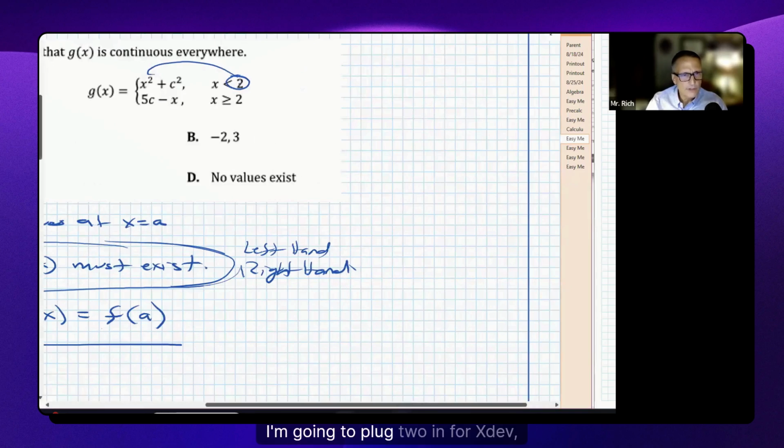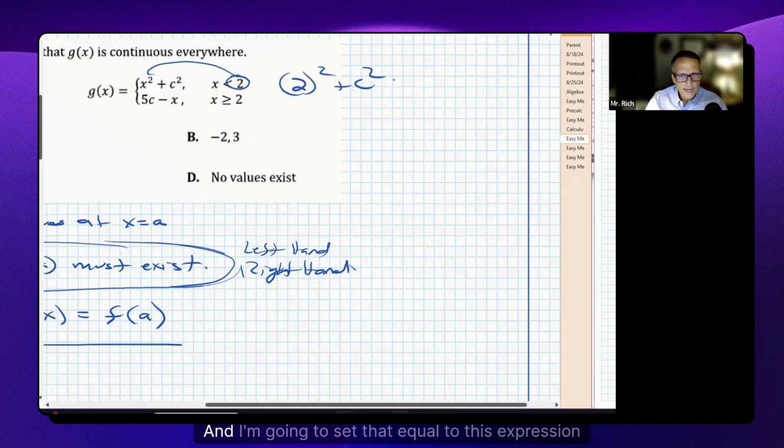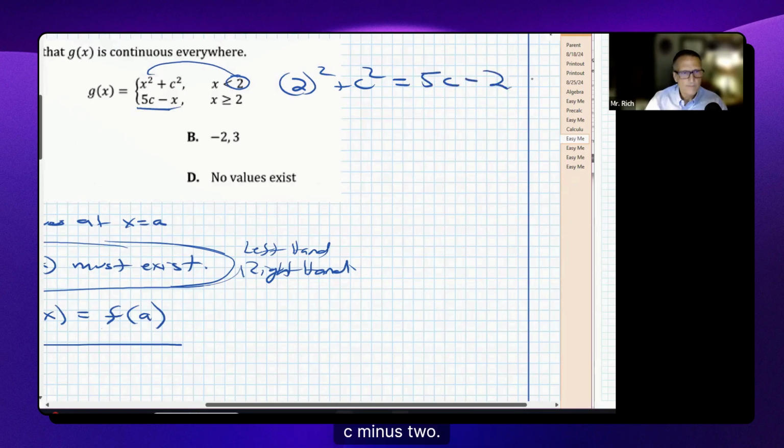So here's what I'm going to do. I'm going to plug 2 in for x. So it becomes 2 squared plus c squared. And I'm going to set that equal to this expression with 2 plugged in for x. So this becomes 5c minus 2. And now I'm going to solve for c. And it looks like we're going to end up with a quadratic. So I've got 4 plus c squared equals 5c minus 2. So sure enough, this is a quadratic.